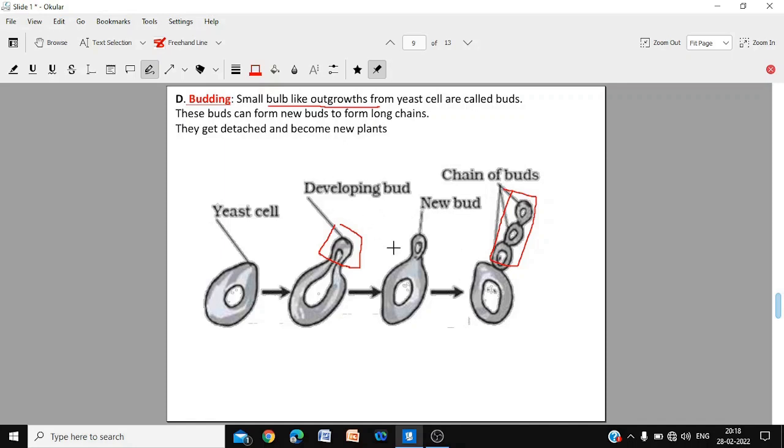The bud individually can give rise to a new plant, but they sometimes form chains. And each bud in the chain will give rise to a new plant. So in yeast cell, we have got budding as the method of reproduction.